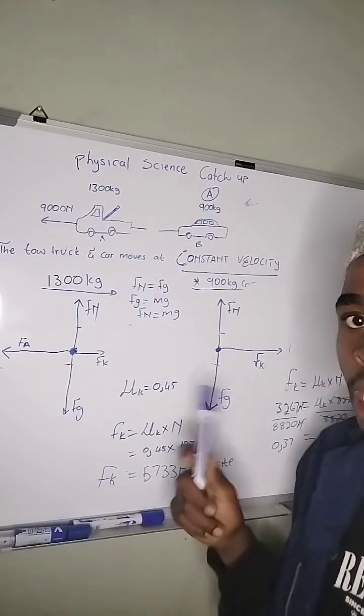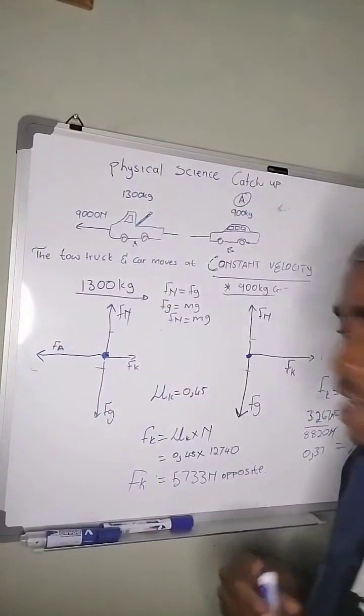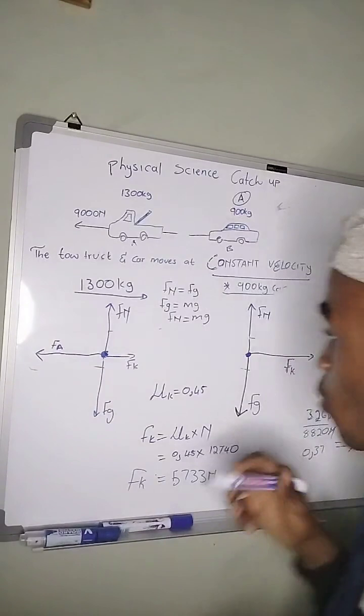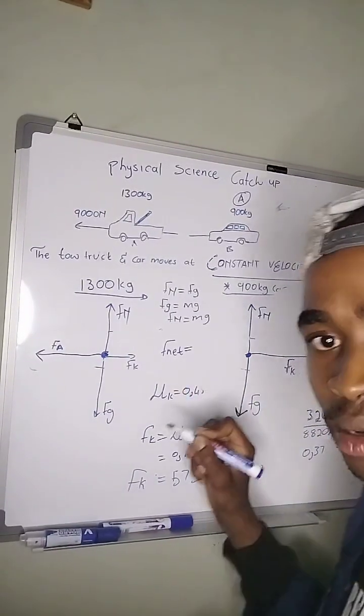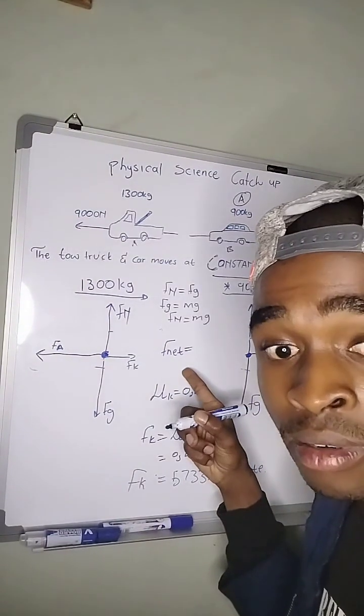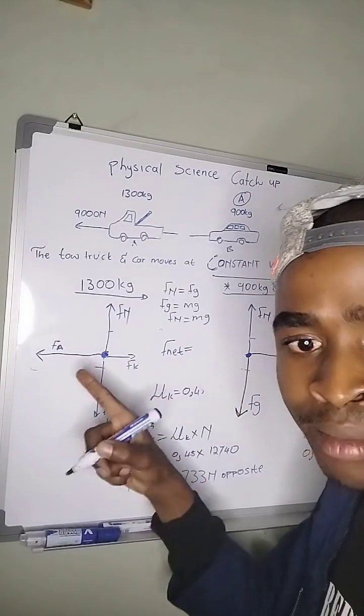Now this object is accelerating. Now, will my F net be 0? Here, in this scenario, will my F net become 0?